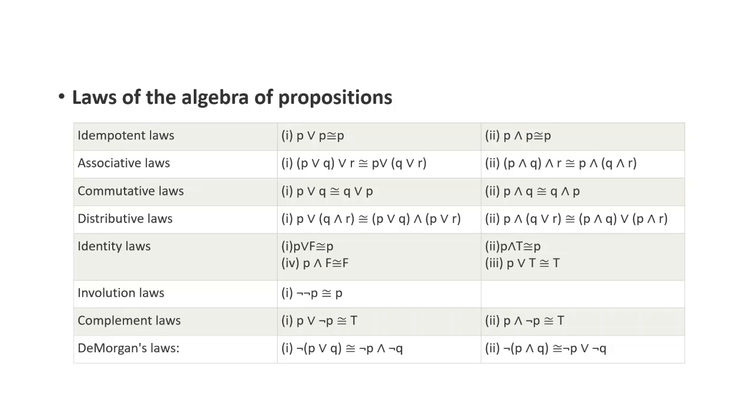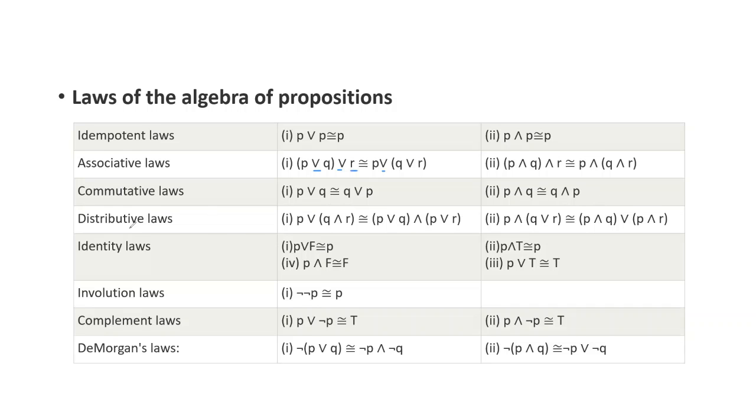Associative laws. For these associative laws, P or Q in brackets, or R, is equivalent to P or in brackets Q or R. Same here for AND: in brackets P and Q, and R, is equivalent to P and in brackets Q and R. Commutative laws, that is, P or Q is equivalent to Q or P. Same here, P and Q is equivalent to Q and P.